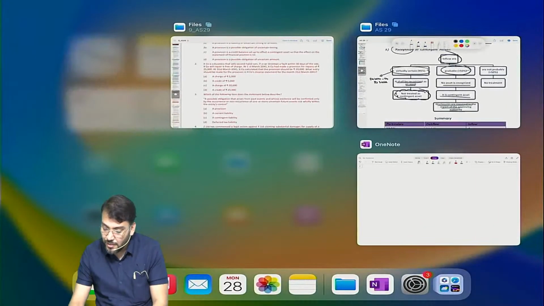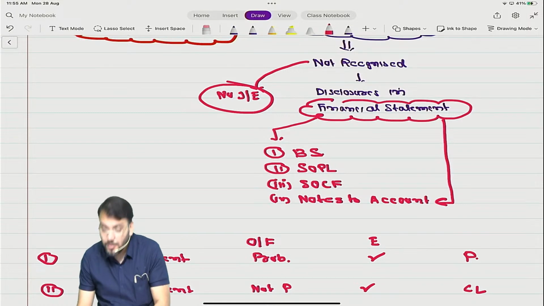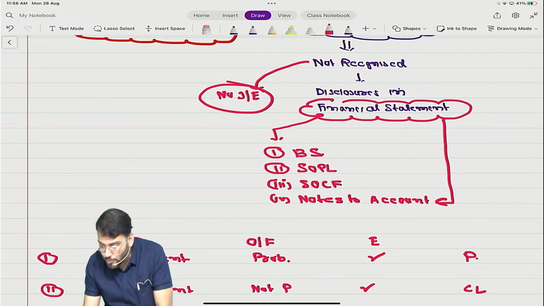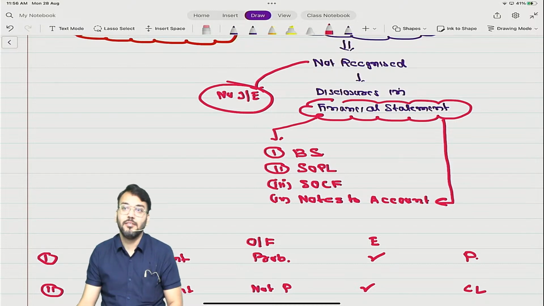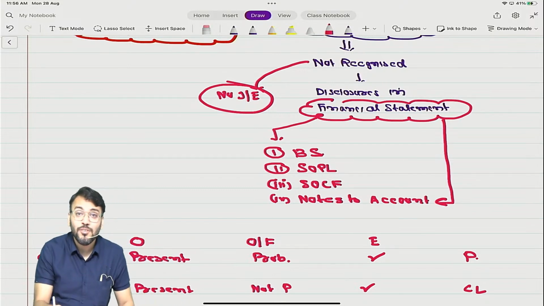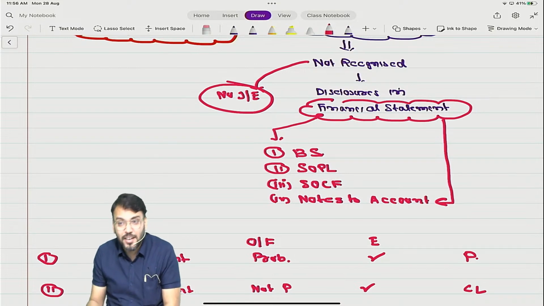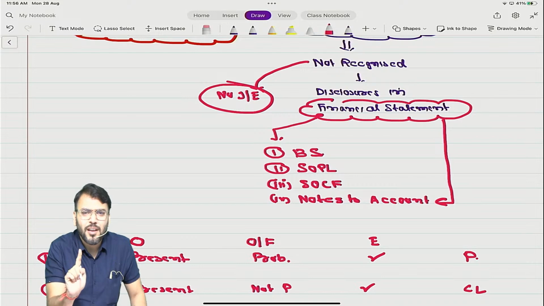Can I say, financial statement consists of what? Financial statement consists of balance sheet, SOPL, statement of cash flow, and notes to account, and nothing else. It means directors' reports are not a part of financial statement. Understood? Correct? So directors' reports are not a financial statement.